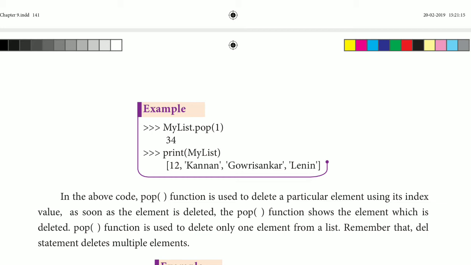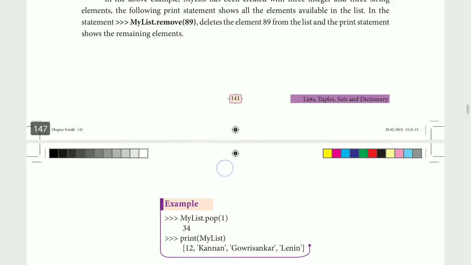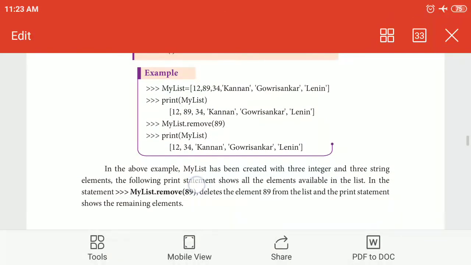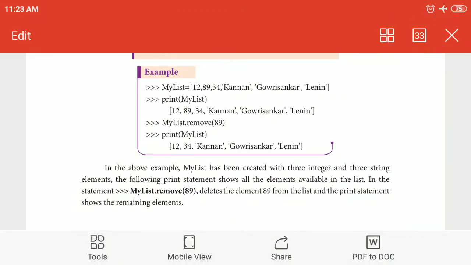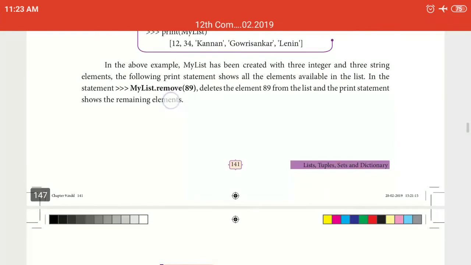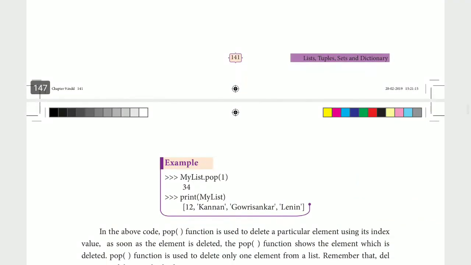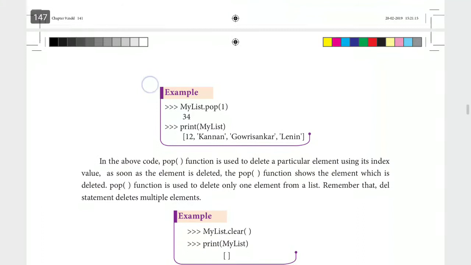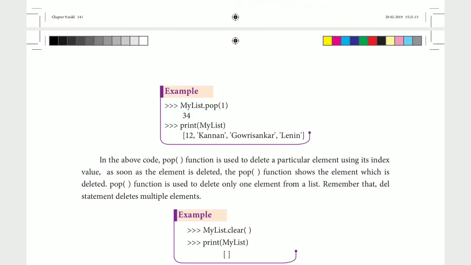So this will remove the 34 value. After removing it, you can see that 12, 34, Kannan, Gauri Shankar and Lenin. In that you can see that the first value, index 1, which is 34, is removed. After that we are trying to print it, and all other terms are there.